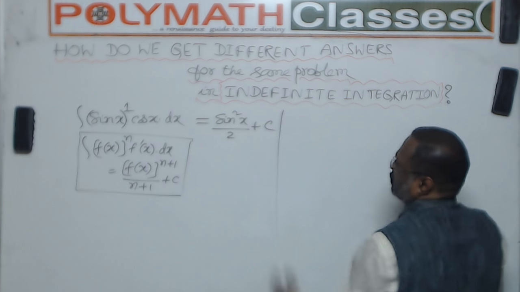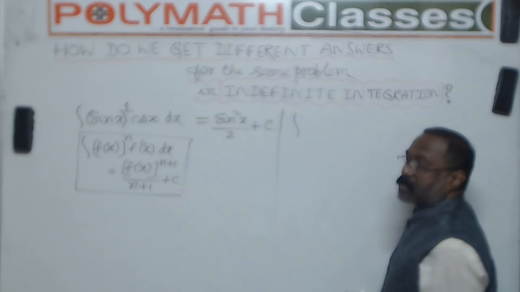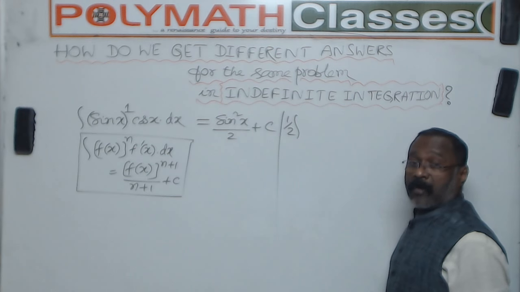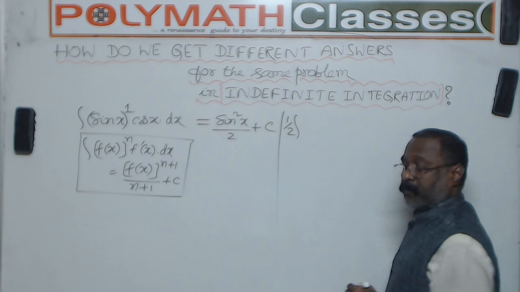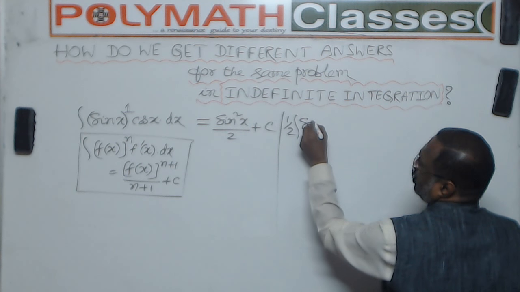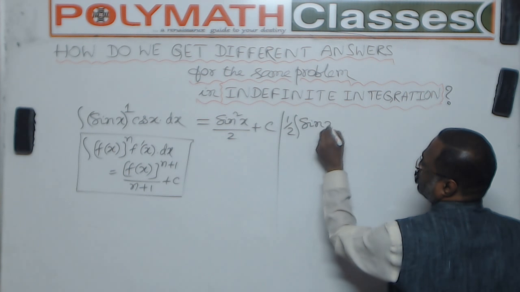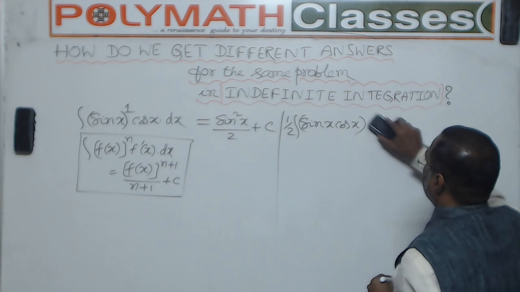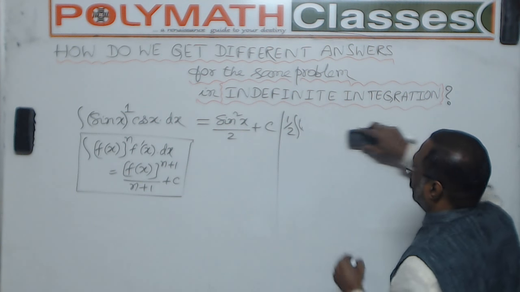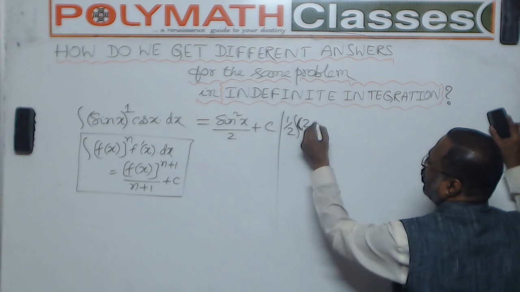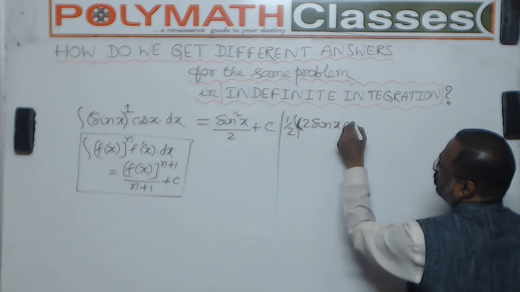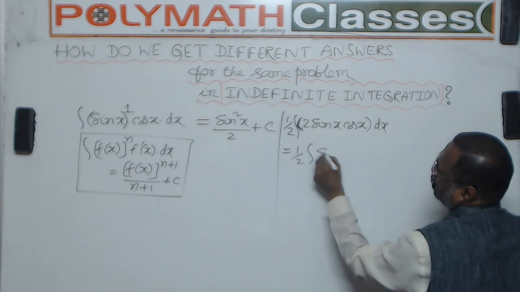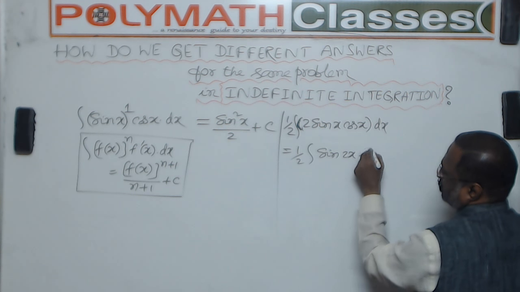See, the integral of sin x cos x is there. I'd like to convert this by multiplying with 2 and dividing with 2, like 2 sin x cos x dx. So thereby you can understand this becomes half integral sin 2x dx.